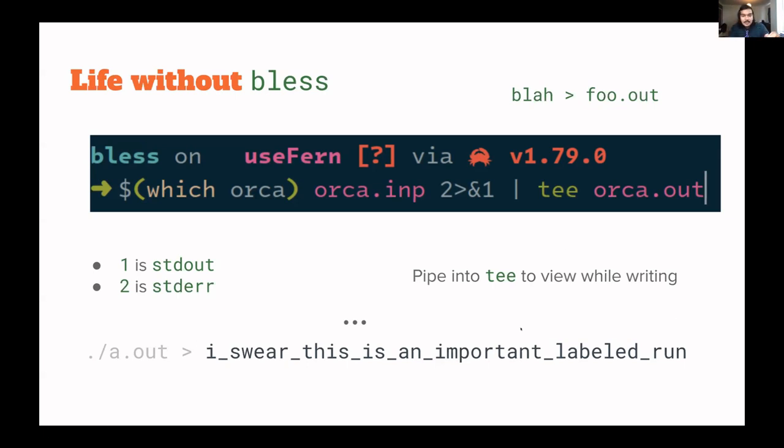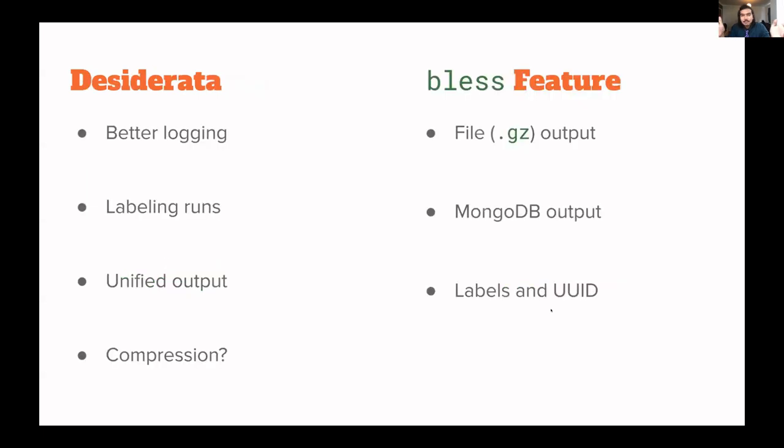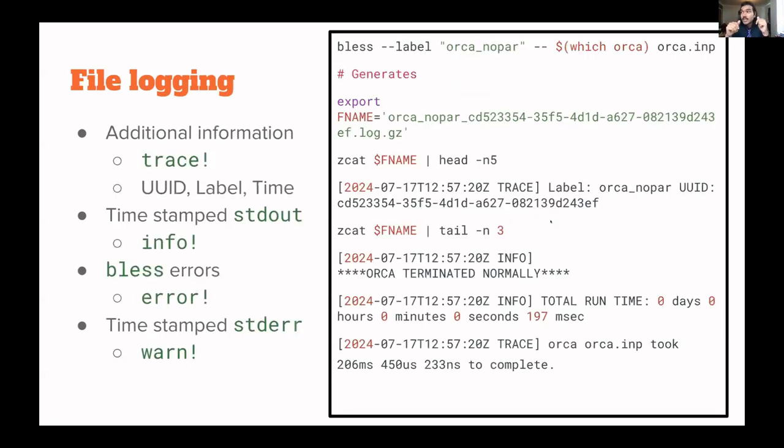But you end up with something like this, which is pretty bad, really. And I'm going to speed up just a little bit. So basically, let's focus on the features, forget about the desert data because I talked about it a little bit. So we have a file output, which is a compressed output, and we have a MongoDB. And basically, it's labels and UIDs and time.